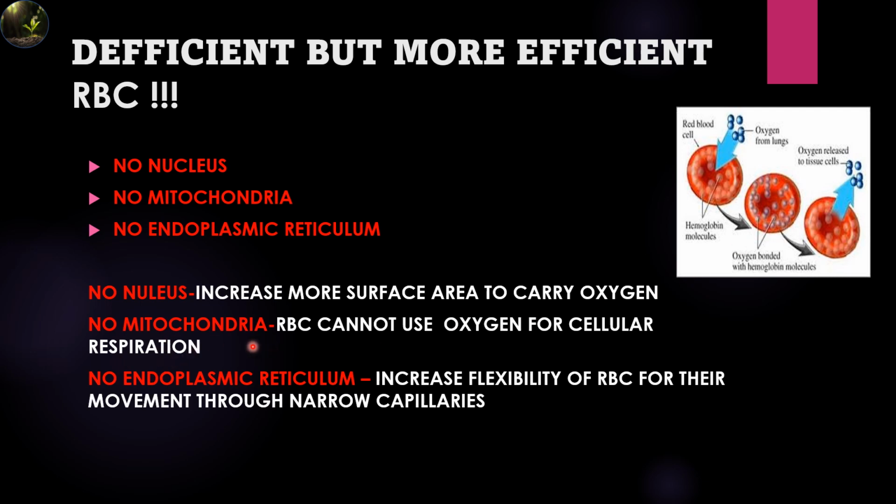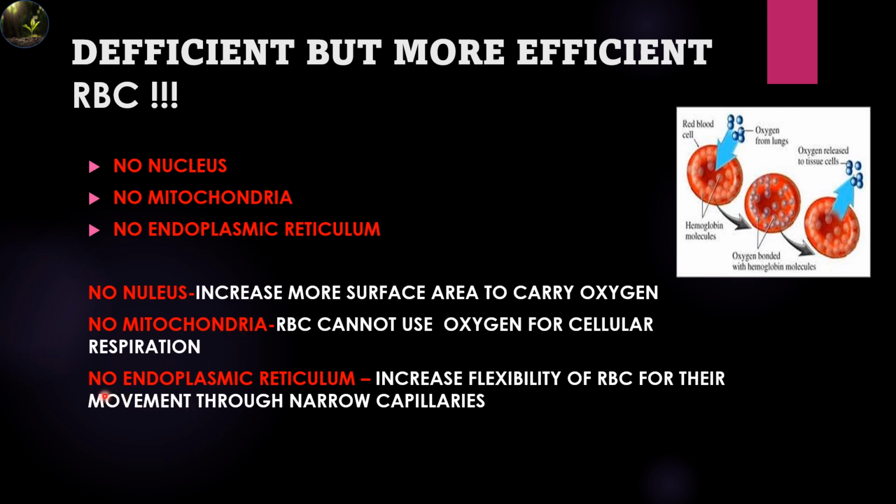No mitochondria. Mitochondria is also a cell organelle, and it is absent in RBC. So RBCs cannot use oxygen for cellular respiration. Because of the absence of mitochondria, RBCs will not use oxygen. They only carry oxygen. They will not use oxygen for cellular respiration. If there is mitochondria, it will use oxygen for cellular respiration. But RBCs have no mitochondria.